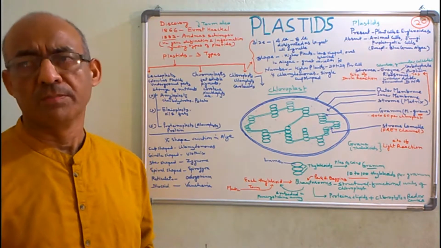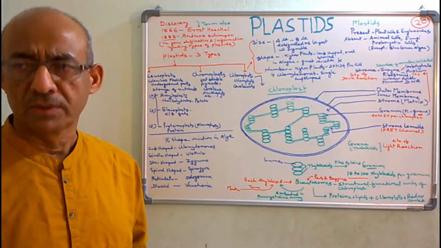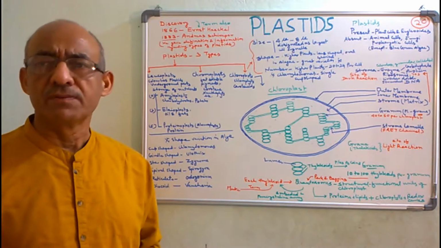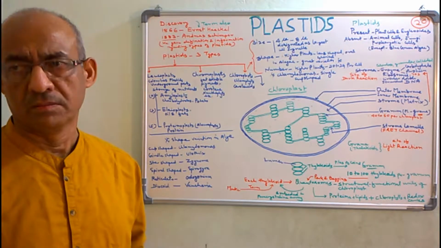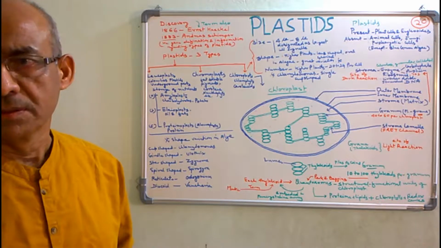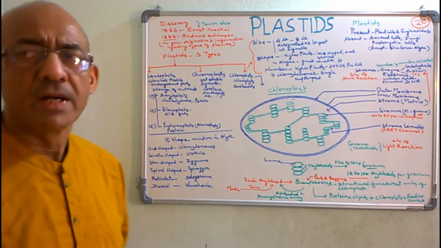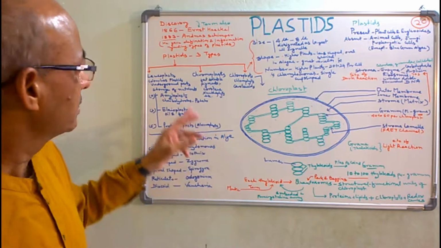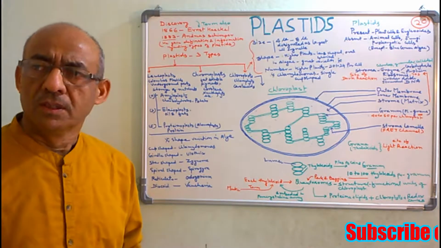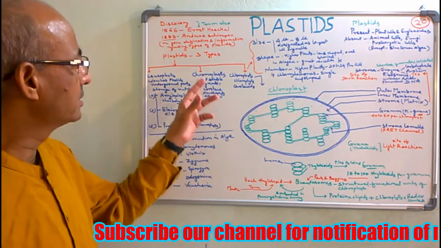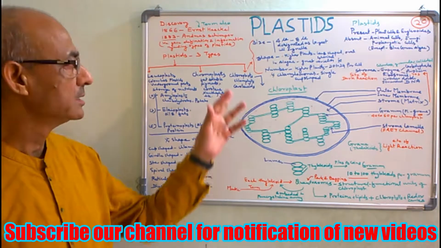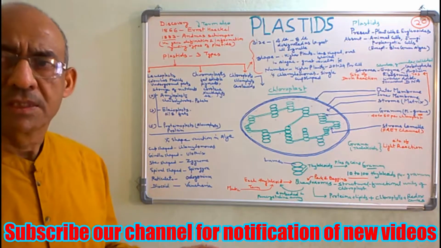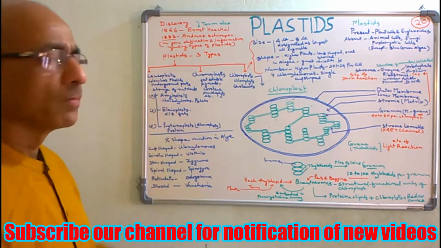Plastids may be of different types. Different types of pigments are found in plastids. On the basis of types and color of plastids, they are classified into three categories. First is Leucoplast, second is Chromoplast, and third is Chloroplast.